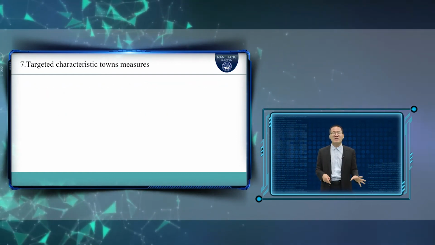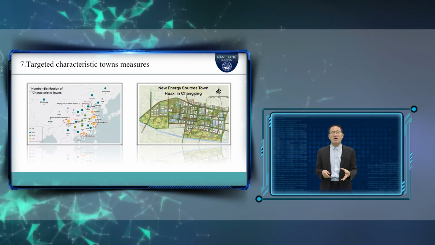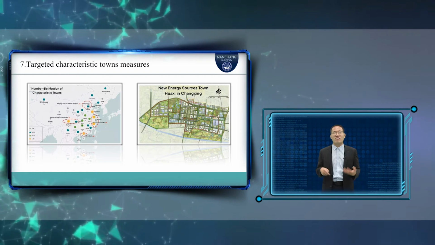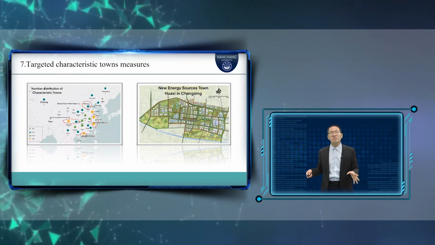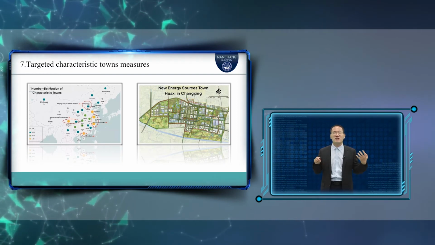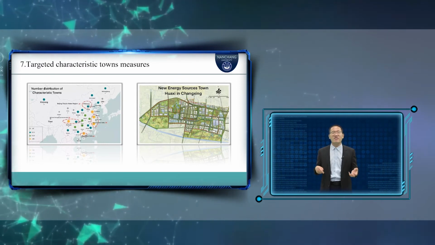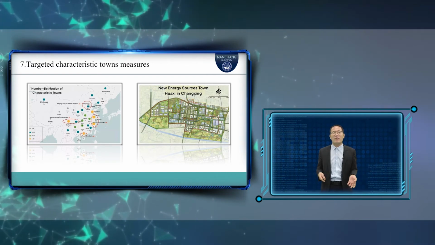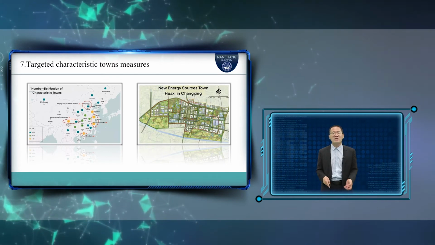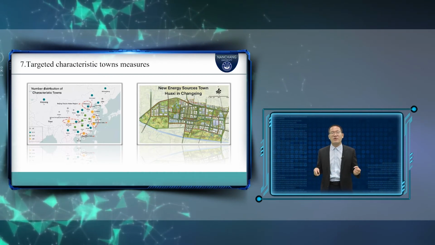Seventh, targeted characteristic towns. Township is the basic constituent unit of the county, which plays a key role in the development of the county economy. The town economy is the main body and cornerstone of the county economy. So when the town is developing well, the county to which it belongs will prosper. In comparison with the county-level economy, a long-term hot buzzword, the town-level economy is not well known. But in fact, the county economy is not the most basic unit of regional economic development.